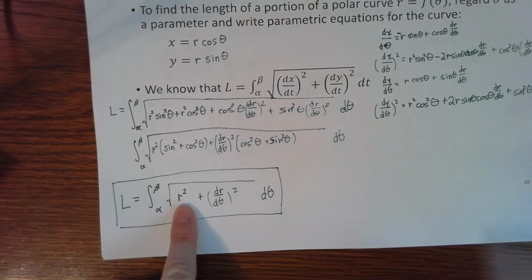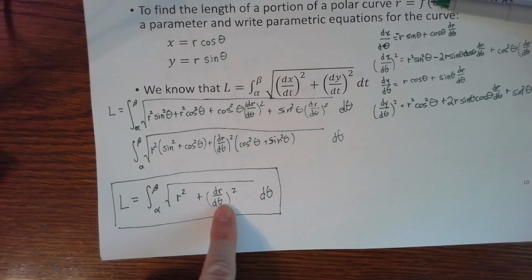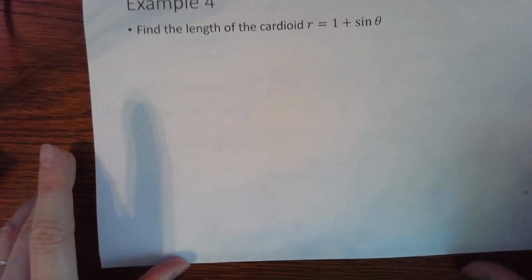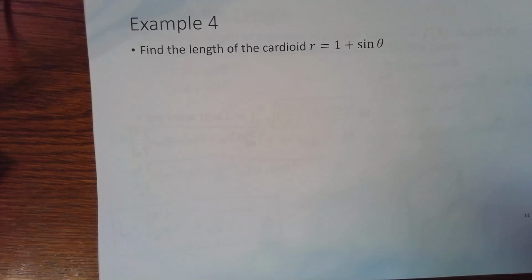So square the function, whatever we get for r squared, plus the square of the derivative with respect to the parameter θ, and take the square root. All right, so let's look at an example of that. We want to find the length of the cardioid r = 1 plus sine θ. Once again, it's probably helpful to draw it. So let's look at our picture.